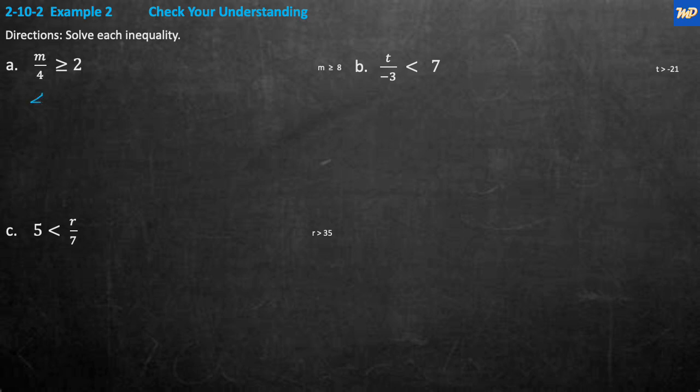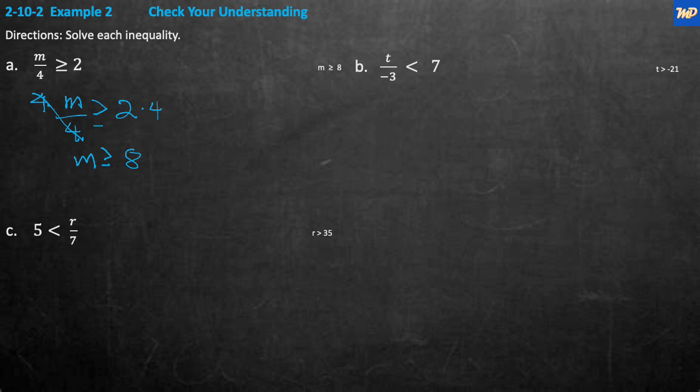So we're going to multiply 4 times m divided by 4, and that is greater than or equal to 2 times 4. So the 4's cancel. We're left with m is greater than or equal to 2 times 4, which is 8. Okay, let's go on to B.